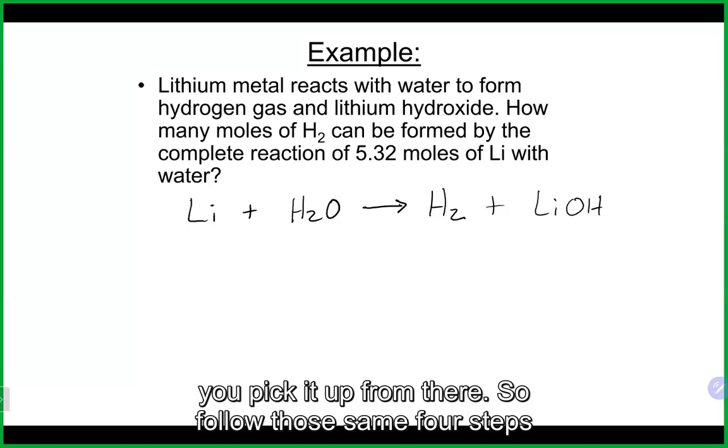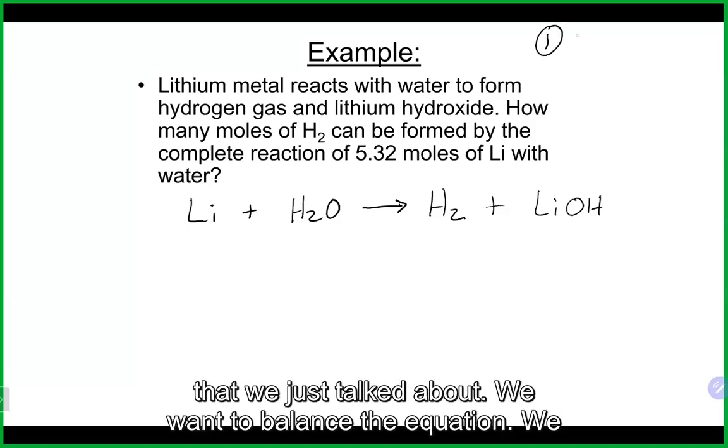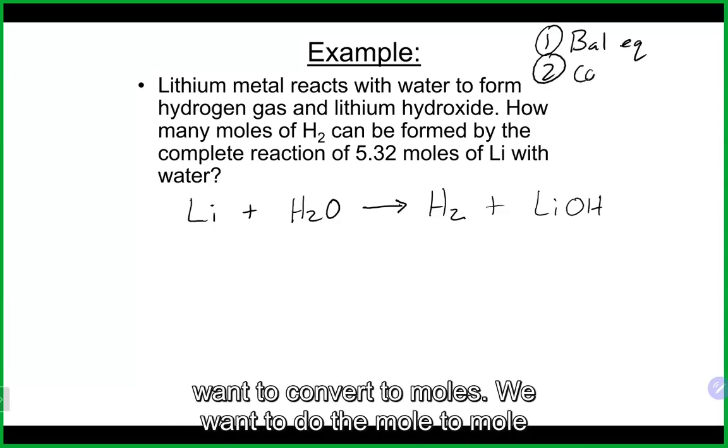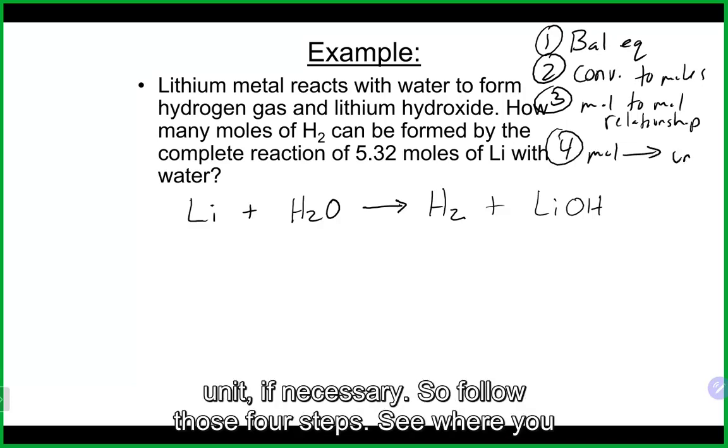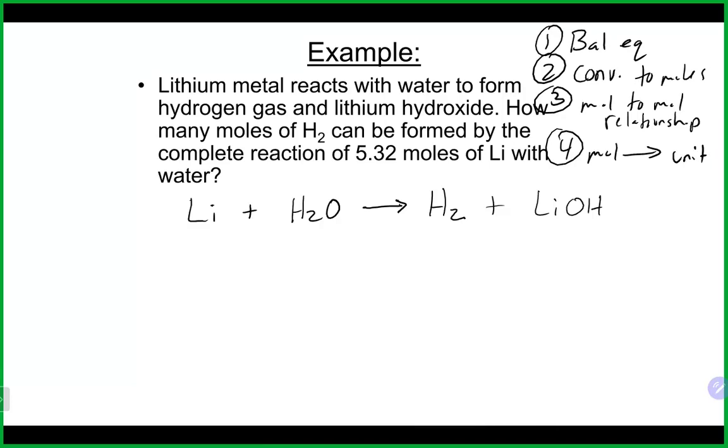So follow those same 4 steps that we just talked about. We want to balance the equation. We want to convert to moles. We want to do the mole to mole relationship. And then we want to take moles to some other unit if necessary. So follow those 4 steps, see where you end up.